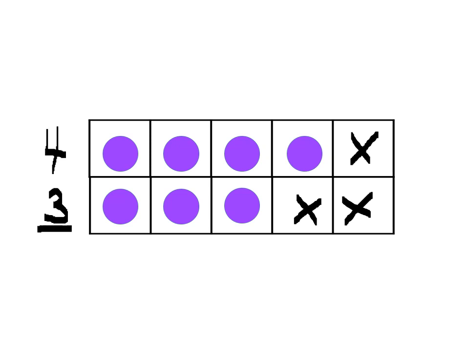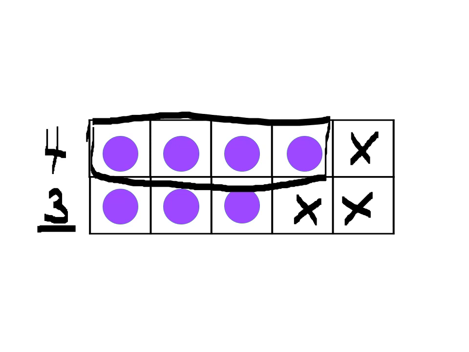And so all together, the top row, which is one part, and the bottom row, which is another part, gives us a whole group of dots that is the same as how many? That's right, 7 dots altogether.